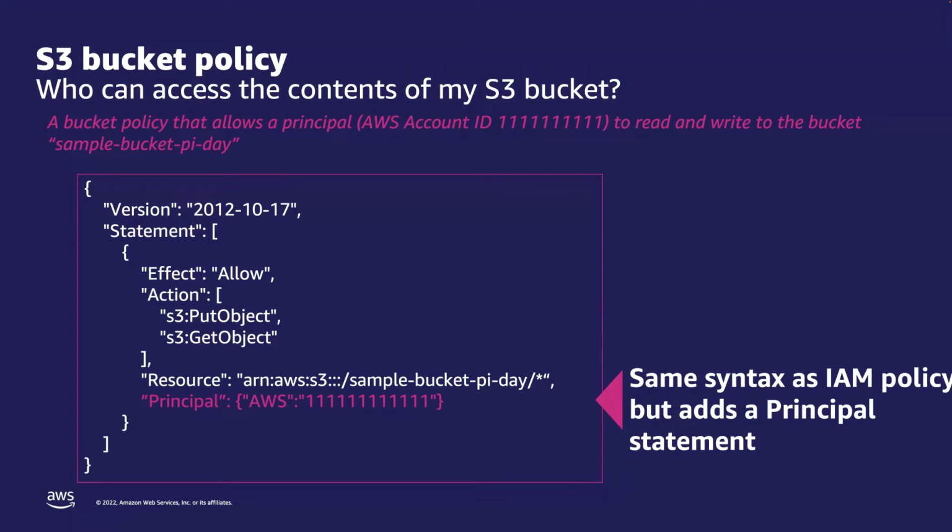The bucket policy requires one additional statement apart from effect, action, and resource, and that is called principal. This is where you specify who this policy is applicable to. Here in this example, the bucket policy allows the AWS account ID with the 12 ones to read and write objects to the resource sample bucket.